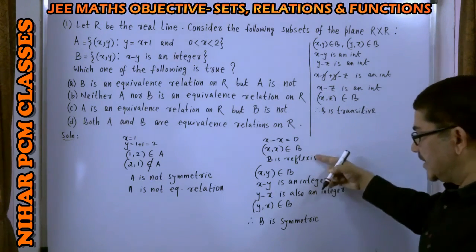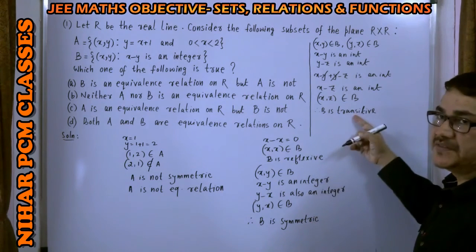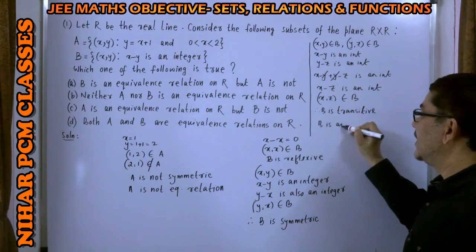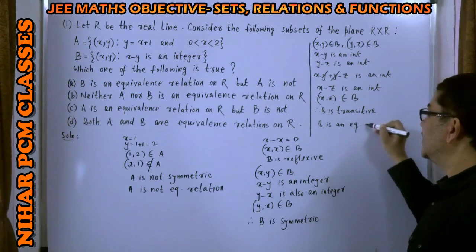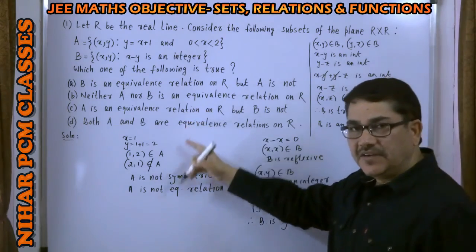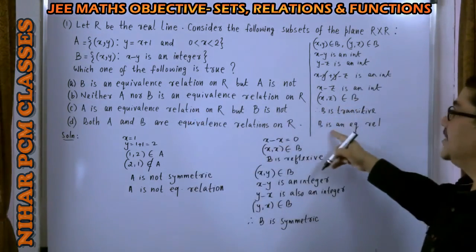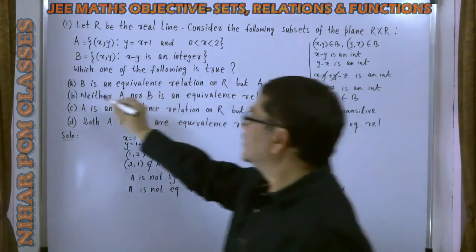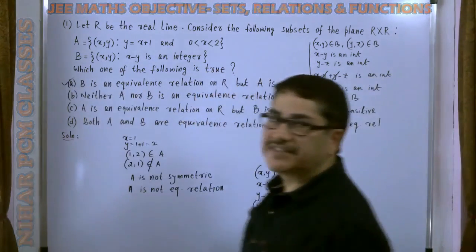So B is reflexive, symmetric and transitive. So B is an equivalence relation. So A is not an equivalence relation, B is an equivalence relation. So let's see which choice is correct. First choice is correct.